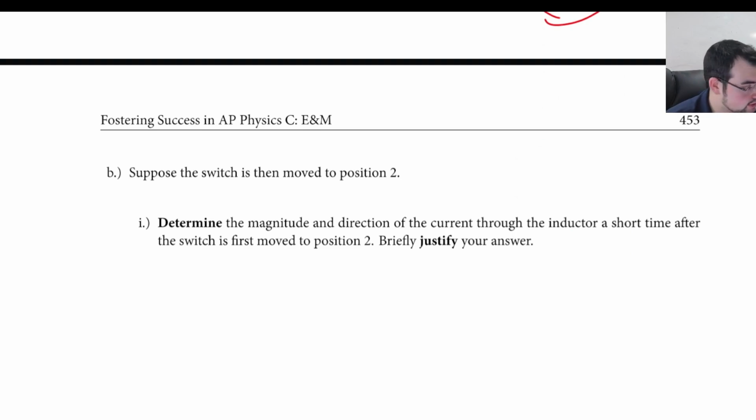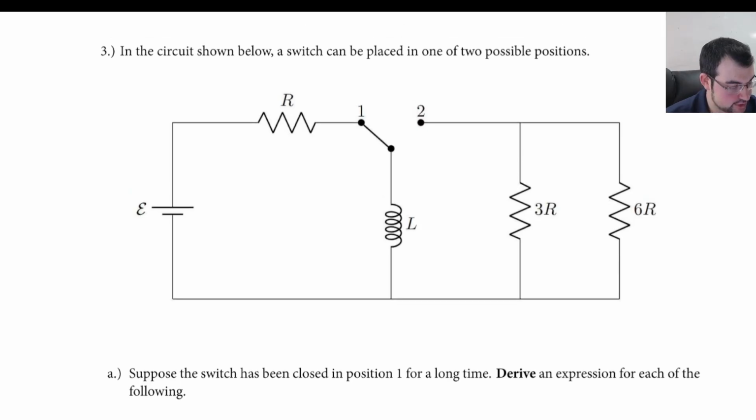Then we flip it to 2. So here's where things get strange. So first we want to determine the magnitude and direction of the current through the inductor as soon as I flip the switch. So as soon as I flip it from 1 to 2, so pretend the switch is gone from 1 and it switched to 2, what's going to happen? Well, right when I flip the switch, the current is doing this. Because that's what the steady state current is. It's EMF divided by resistance.